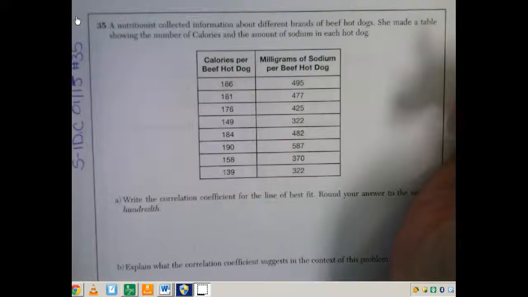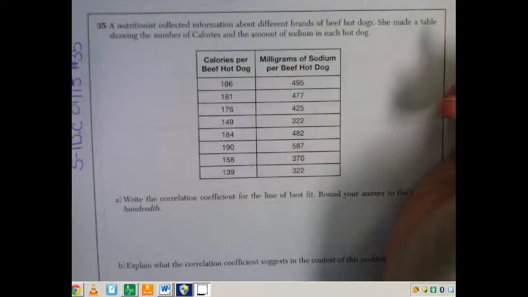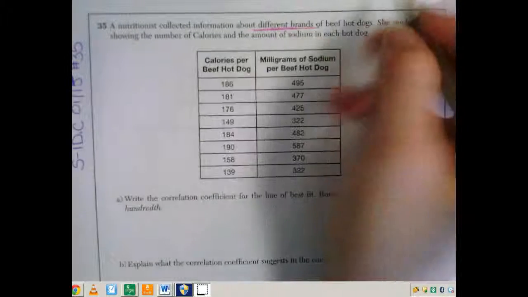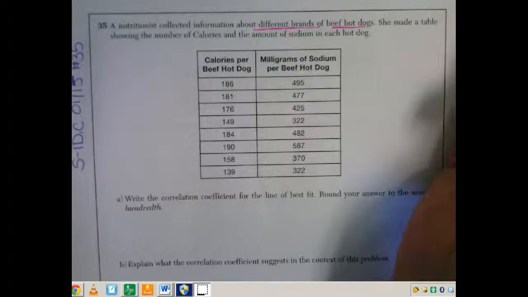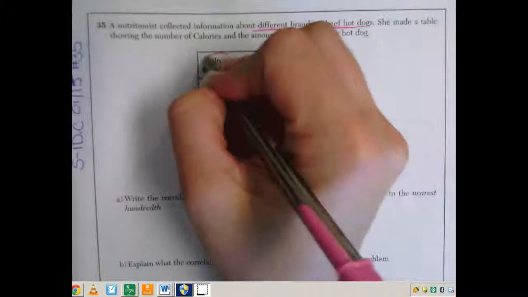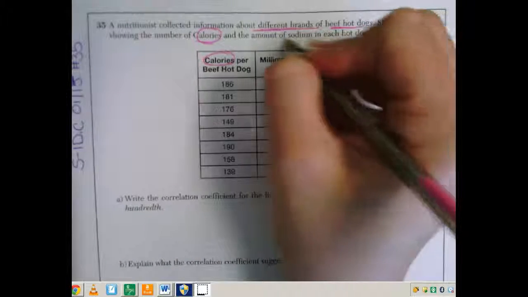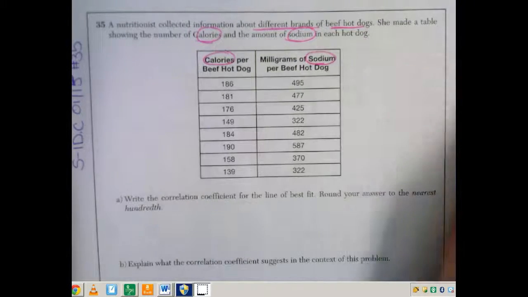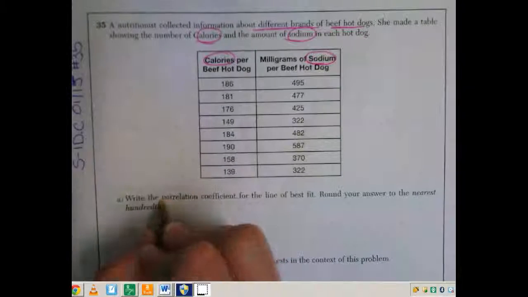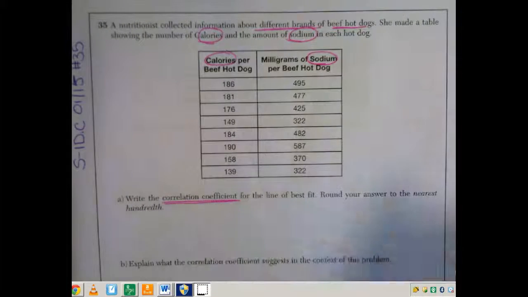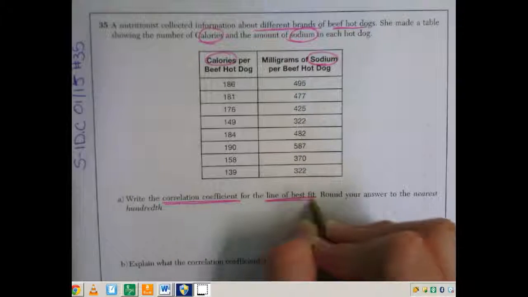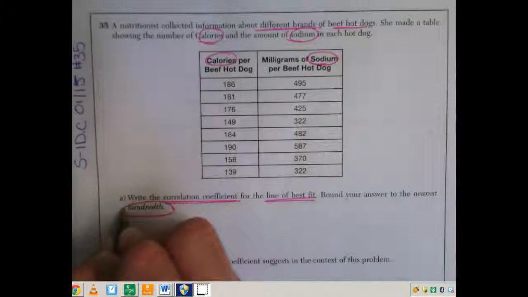And so far, the only question that we've had is the January 2015 exam, question number 35. All right, so this will be a 4-point question. The nutritionist collected information about different brands of beef hot dogs. She made a table showing the number of calories and the amount of sodium in each hot dog. Write the correlation coefficient for the line of best fit. Round your answer to the nearest hundredth.